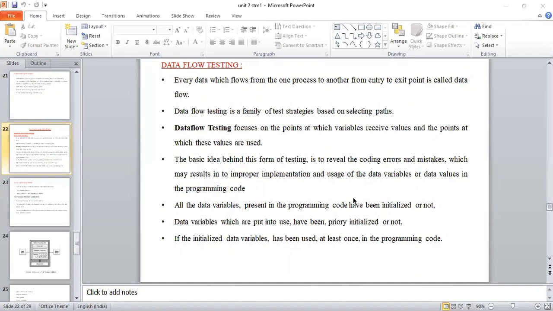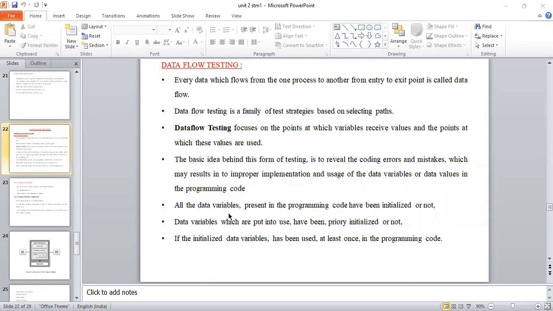So whatever the flow that is represented between one data and the other data, it also tests and reveals the coding errors and mistakes that are implemented in the programming code. Whatever programming code you have, it will identify the code errors and mistakes, which may result in the improper implementation and usage of the data variables or data values in the programming code. That is the basic idea of data flow testing.